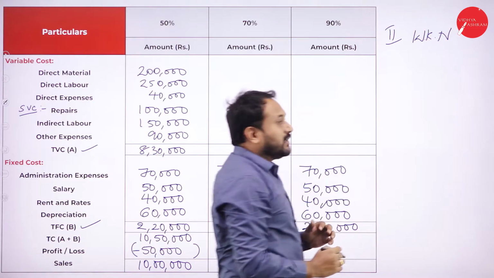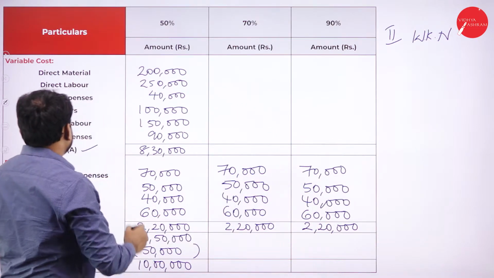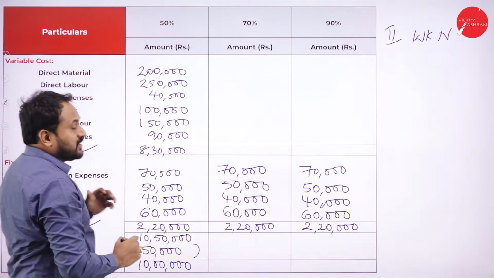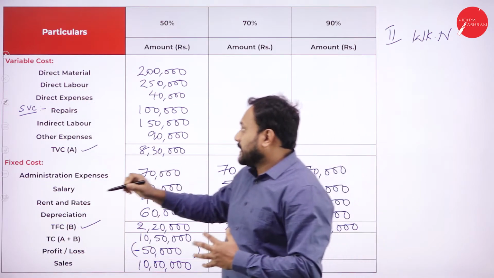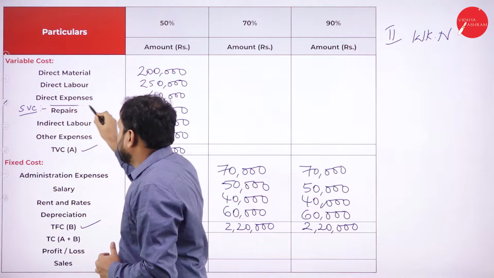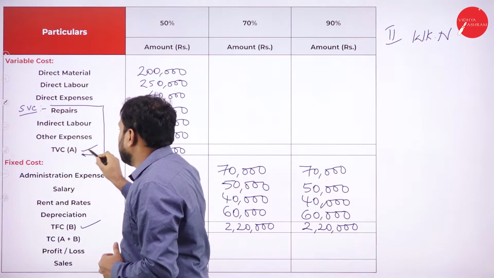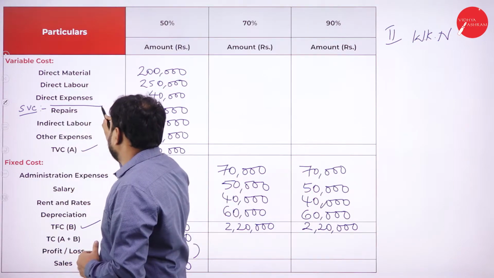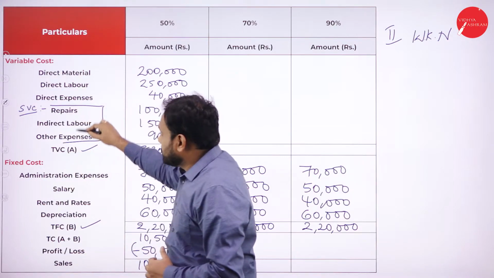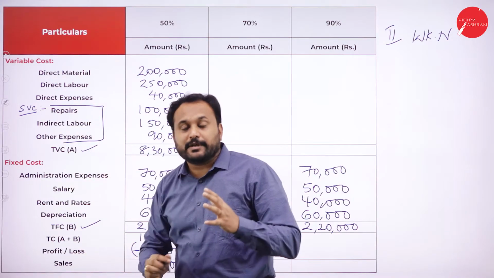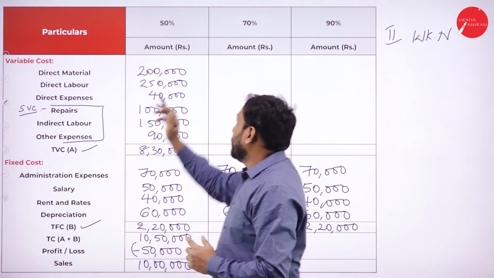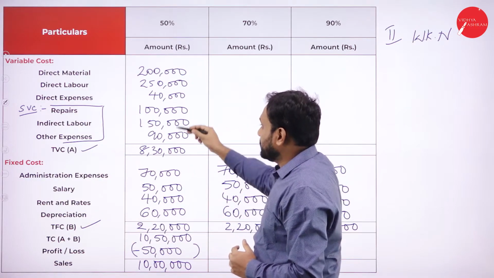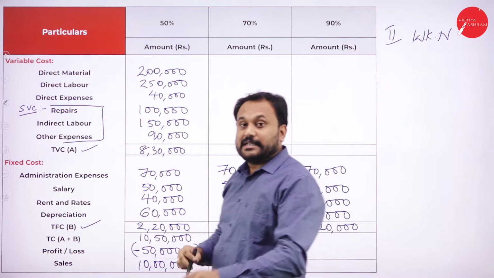So what is a working note here? They said that variable cost remains the same, that is semi-variable cost. Now, which are the semi-variable costs? These are the semi-variable costs, not this one. Semi-variable is till here. These three are the semi-variable costs which remain constant from 45% to 60%. See, 45 to 60 means 50%. This is the same.